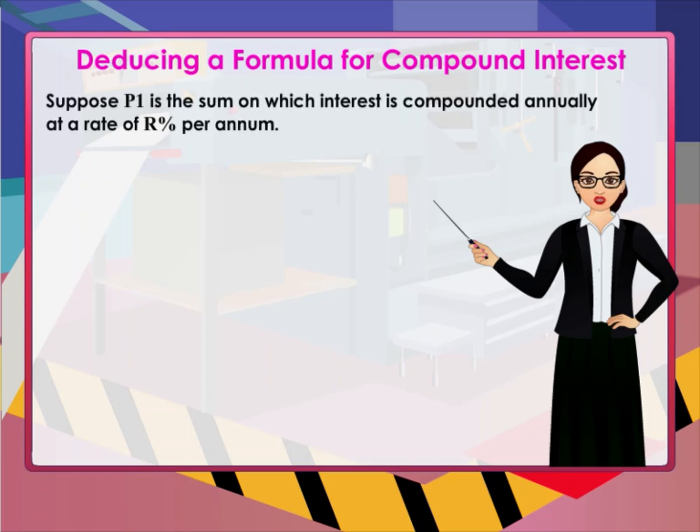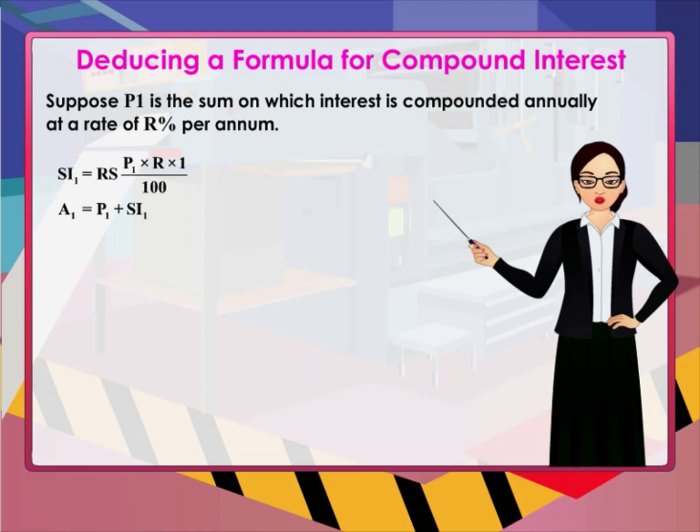Suppose P1 is the sum on which interest is compounded annually at a rate of R% per annum. First, find the simple interest for the first year. So, SI1 is equal to rupees P1 into R into 1 divided by 100, where P1 is the principal for the first year, R is the rate of interest, and 1 is the number of years.